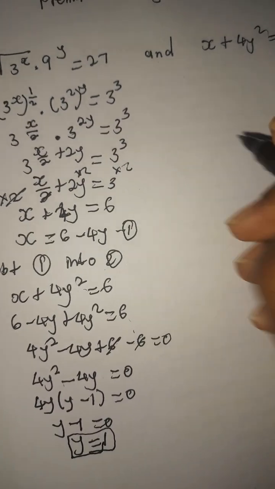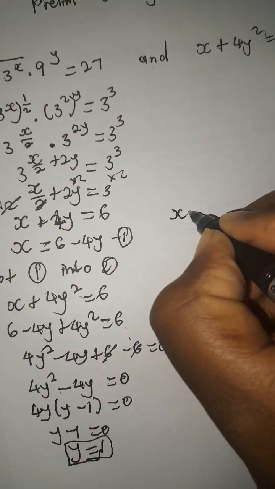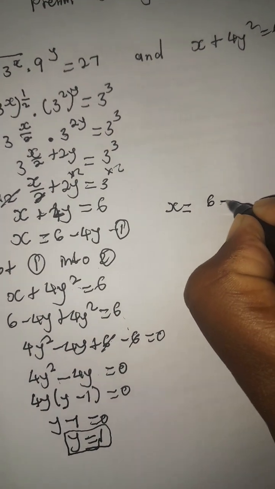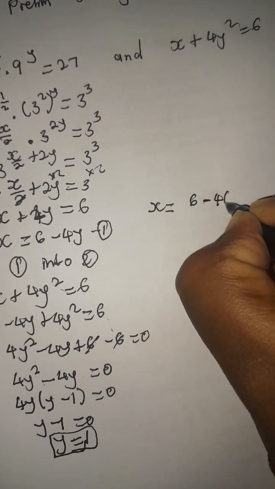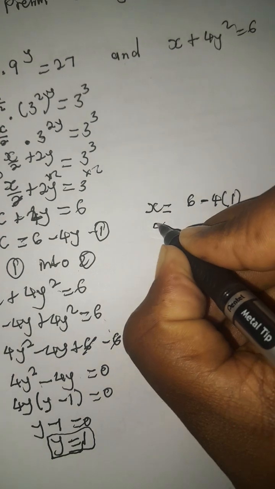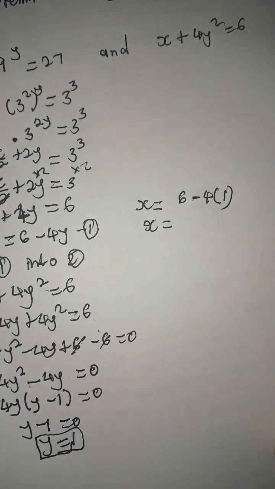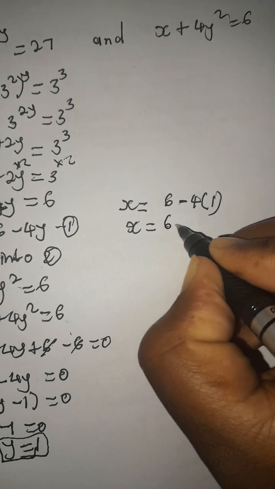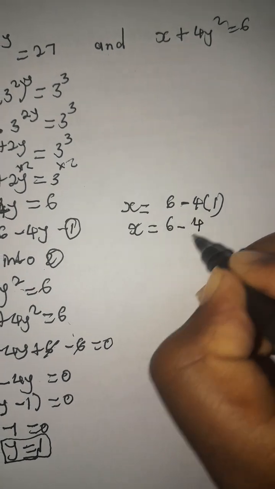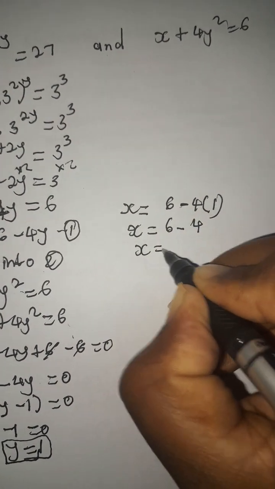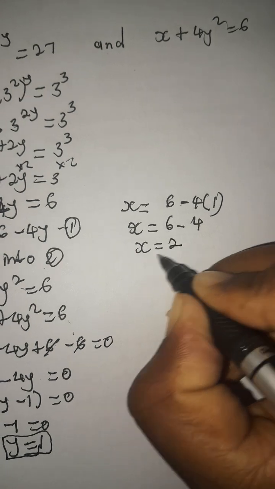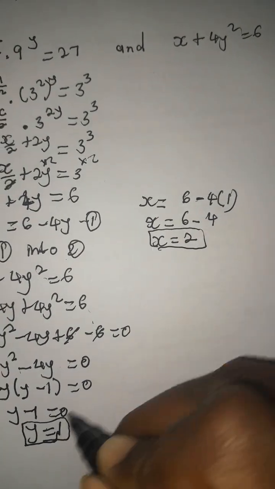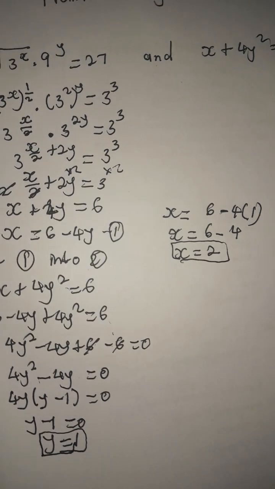So we can go back so that we are able to find x, right? So meaning that where I see y, I replace it by 1. So this will be the case. So now, okay, we have 6. 4 times 1, that will be 4. Then 6 minus 4, that will be 2. So we have x as 2 and we have y as 1.